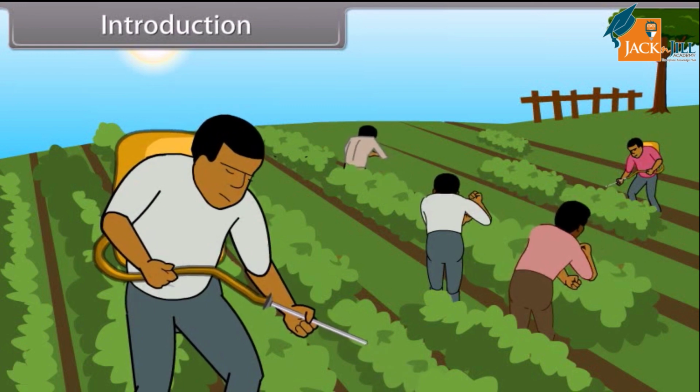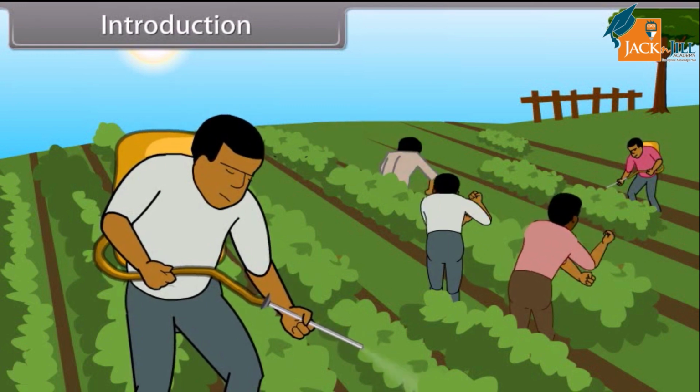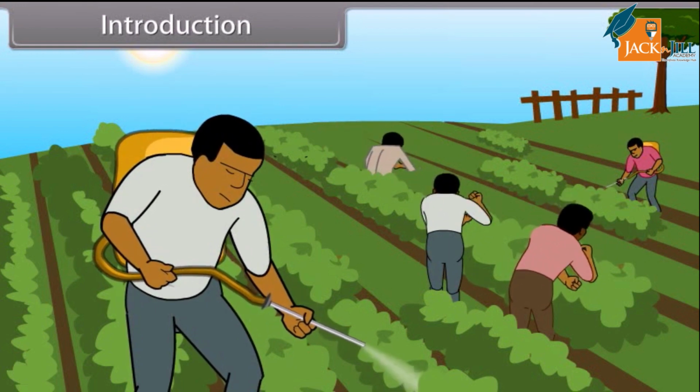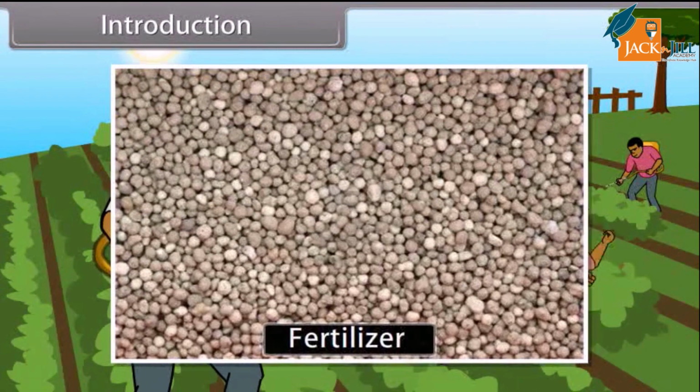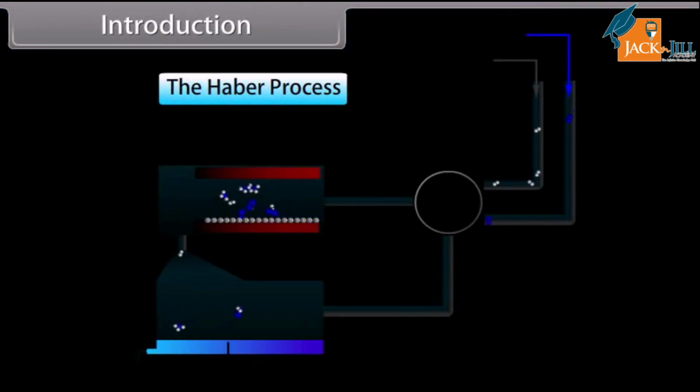Students, as we all know, fertilizers are widely used in modern era agriculture. Fertilizer use has been shown to be very effective in increasing agricultural productivity. About 40% of world protein production is based on synthetic ammonia. To meet the high demand for ammonia, it is manufactured on a large scale by Haber's process.